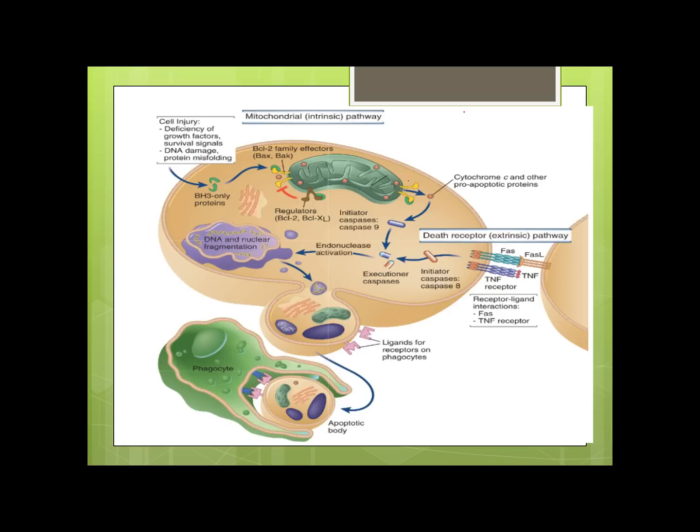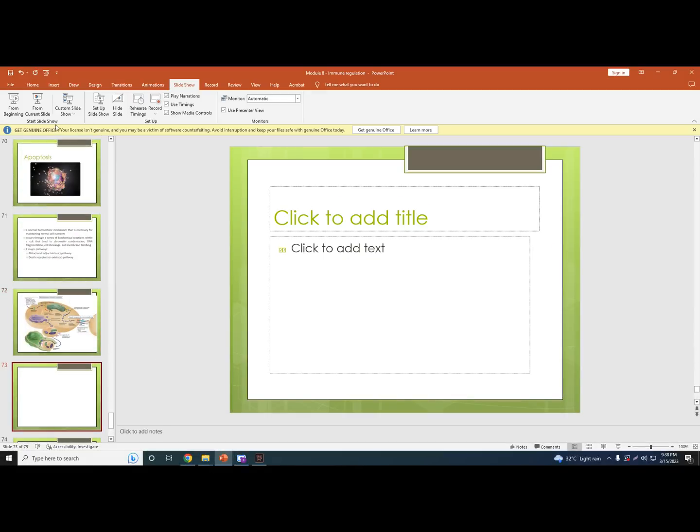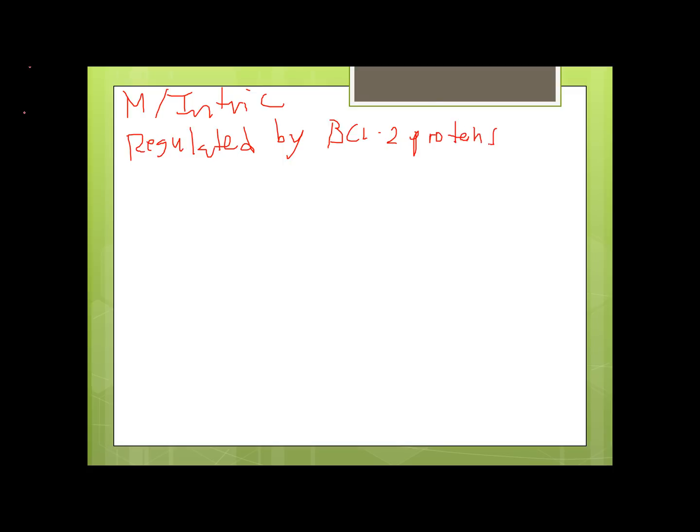Okay, so to explain this, new slide. Okay, siguro let's start first with the mitochondrial pathway or the intrinsic pathway. Now, the thing you need to remember about the mitochondrial or the intrinsic pathway, class, is that they are regulated by BCL2 proteins. Now, ano ba itong mga BCL proteins na to? These are the ones that maintain or basically control the apoptosis through the intrinsic pathway.